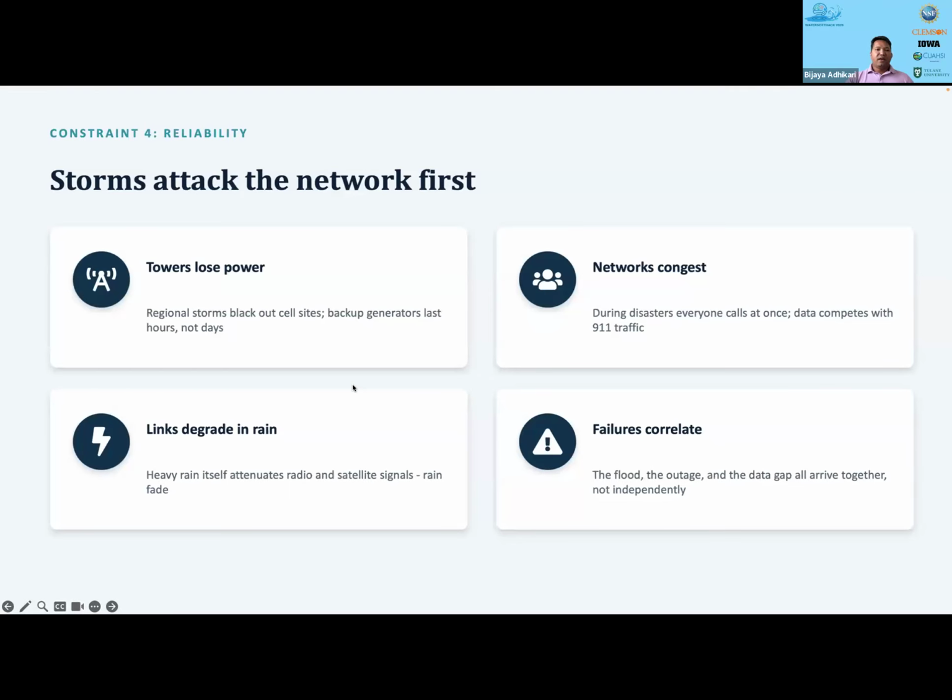The links themselves also degrade in bad weather. If the communication is not wired, it degrades; if it's wired, the wire has higher chances of failing. Either way, there is a high possibility that the links will degrade. And these failures correlate with extreme events. The flood, the outage, and the data gap all arrive together, not independently. So we still have to build something that works when all of these things conspire against us, in some sense.